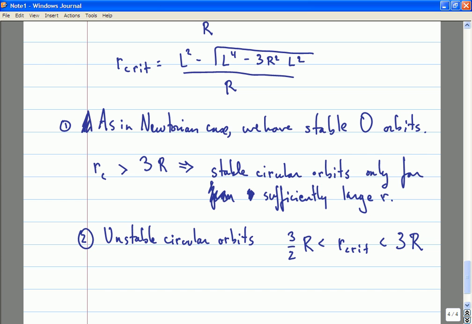And as L goes to infinity, you could go ahead and compute R crit by Taylor expanding the square root. So what is it? You get L squared over R times 1 minus the square root of 1 minus 3 R squared over L squared. So you could then Taylor expand the square root, and you get 1 minus 1 plus 1/2 times 3 R squared over L squared. So you just get 3/2 R.